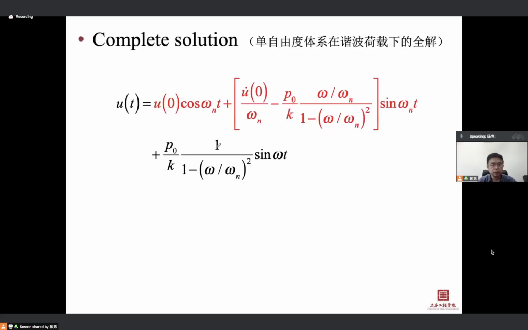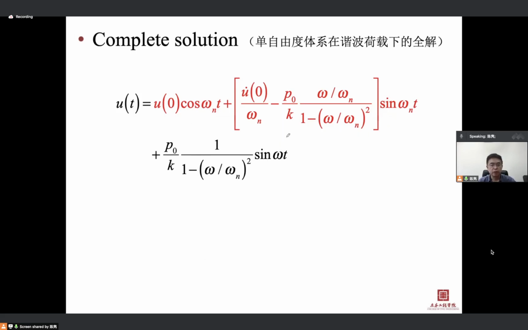So the final solution of the SDF system without damping under harmonic P0 sine omega t excitation is like this. This is the total solution, or final solution. You can see that there are two parts to this final solution.